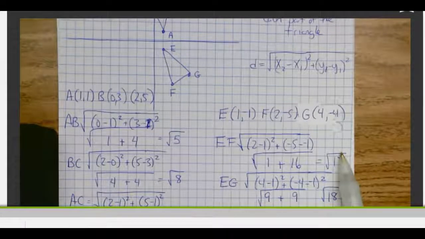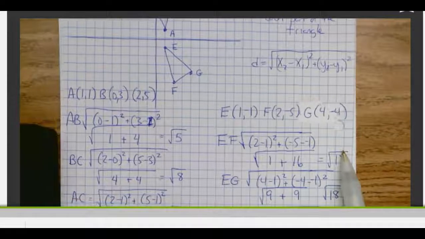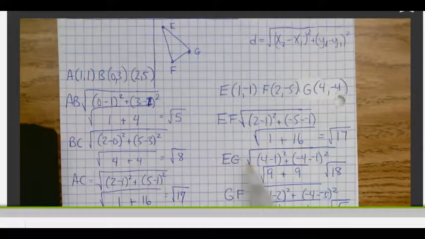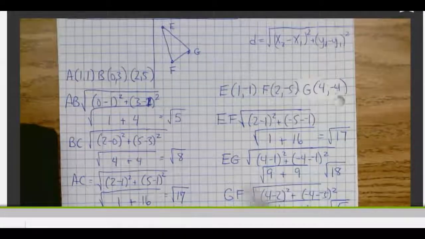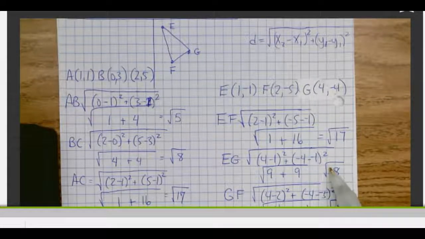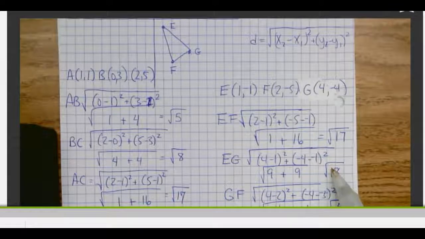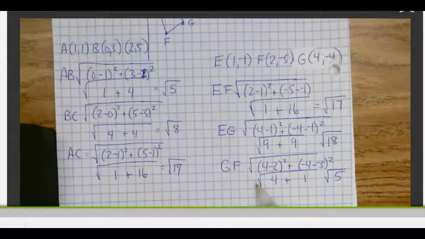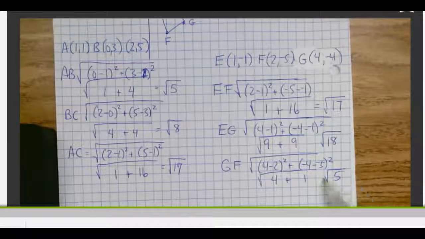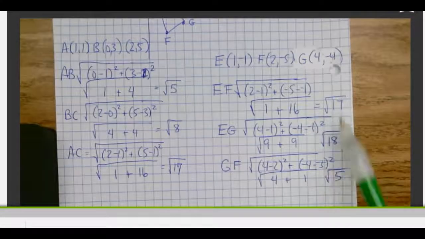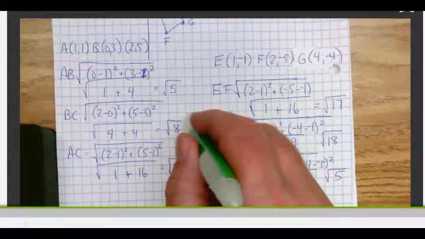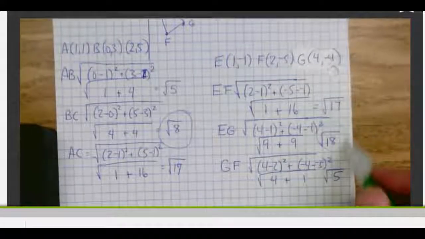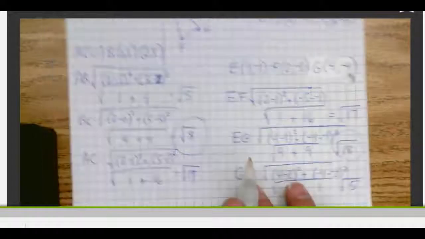So maybe we're wrong. Maybe this is congruent. And then we look at EG, and we get square root of 18. We look over here, there is no square root of 18. That tells us not congruent. We'll talk about that in a minute. And then we have this one here. It's a square root of 5, and it matches. So we got a square root of 5 and a square root of 17, but the square root of 8 and the square root of 18 do not match. So this is not congruent.